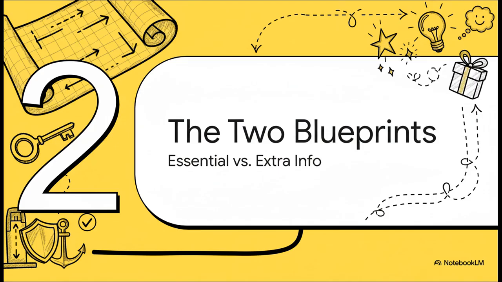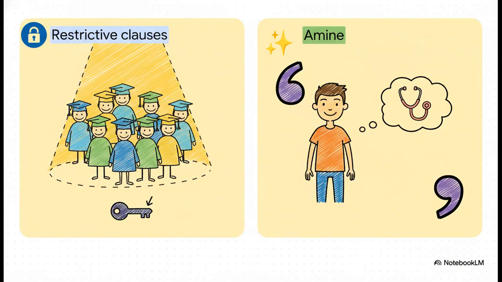All right, so we've got our tools. Now we need to look at the two main blueprints for how to use them. Because you can add information that's totally essential to what you're saying, or you can add information that's just some extra, good-to-know bonus material. And this slide just lays it out perfectly. On the left, we have what's called a restrictive clause. In that sentence, graduates who got the best scores will receive scholarships. That little clause is absolutely key. It tells us which graduates we're talking about. It's essential.